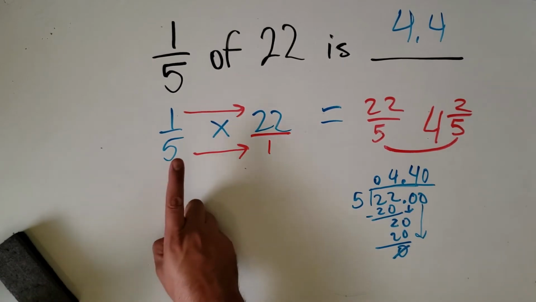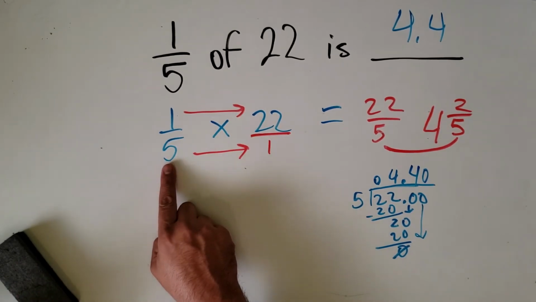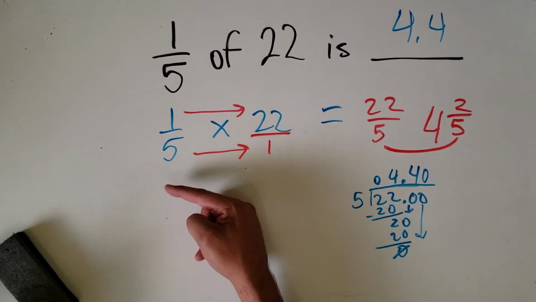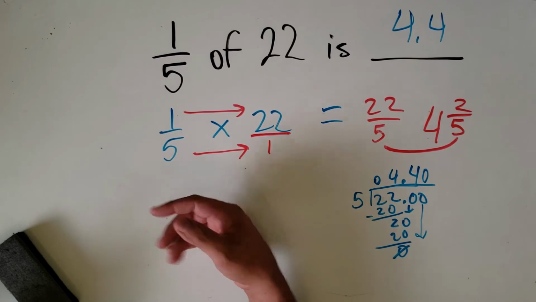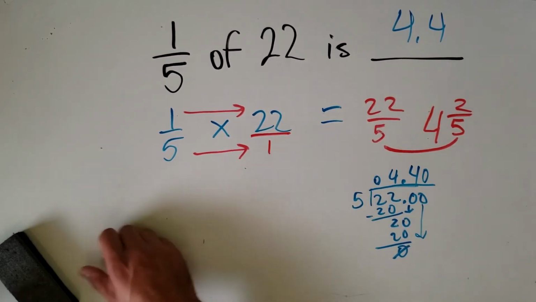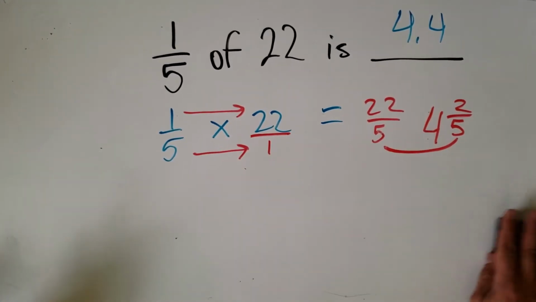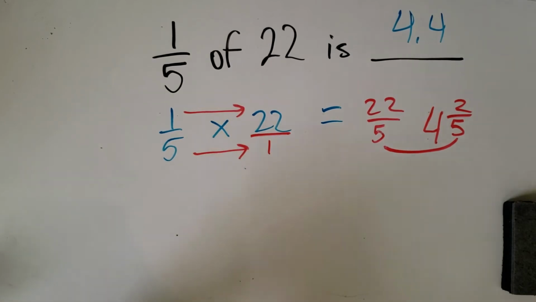Another way of solving it is just by turning this guy, the 1/5, into a decimal from the start. So you can make it into a percent. You don't really need a percent. We could just turn it into a decimal. All right, so let's try that way. So that would be 1 divided by 5.